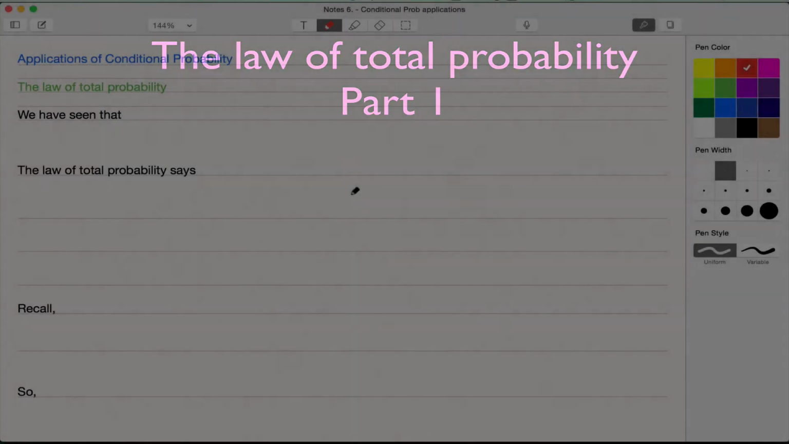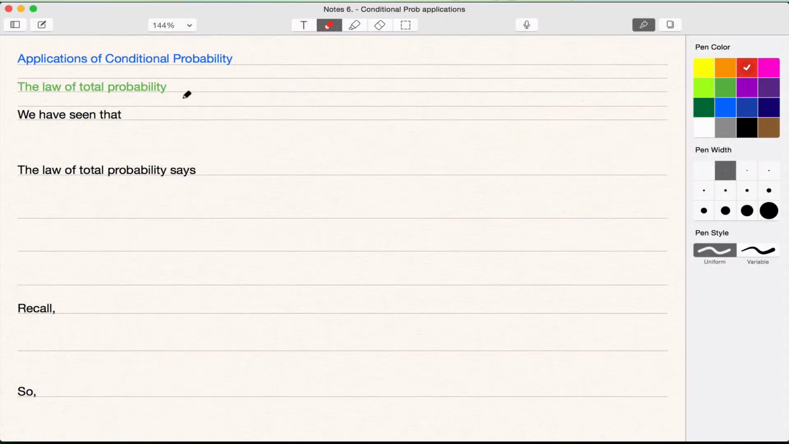Welcome to our video on the applications of conditional probability, focusing on the law of total probability. Now, in the past, with our previous videos, we've already seen that the probability of A given B, this is conditional probability when you've got a given in it, is equal to the probability of A intersect B over the probability of B. And of course the probability of B can't be equal to 0 because then we'd be dividing by 0.